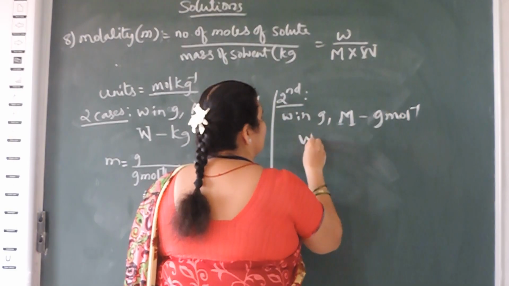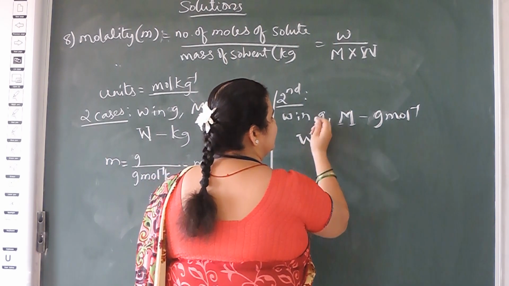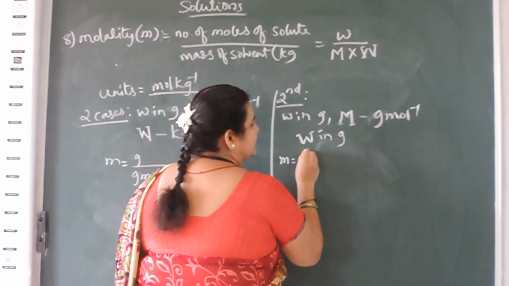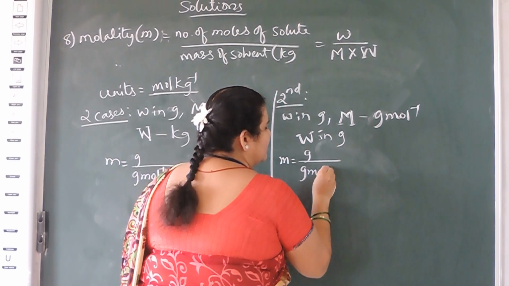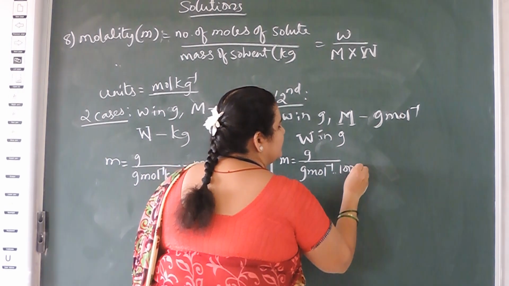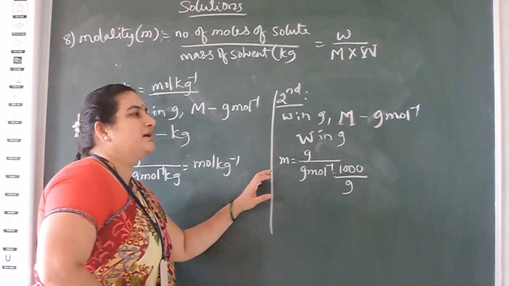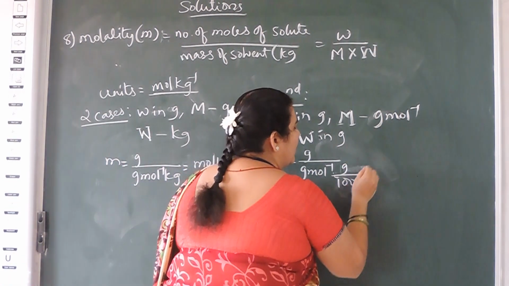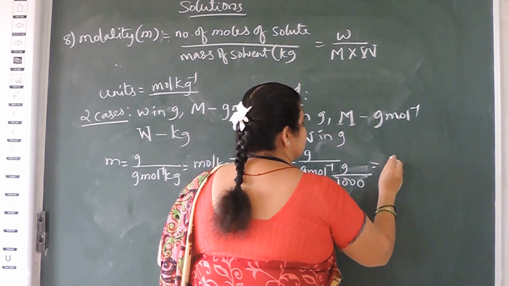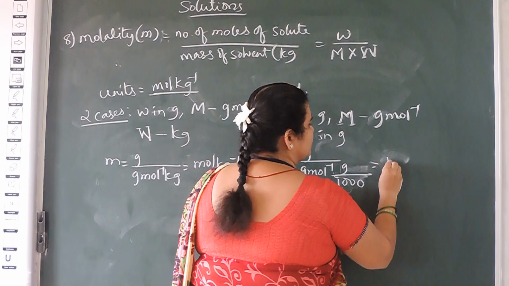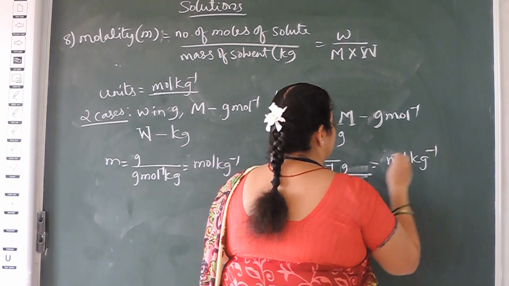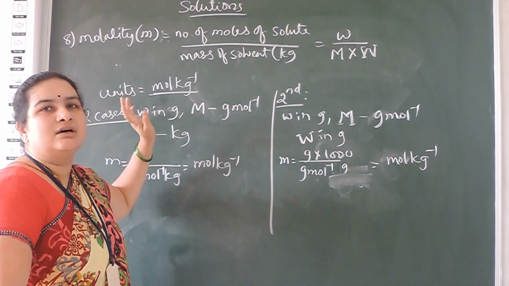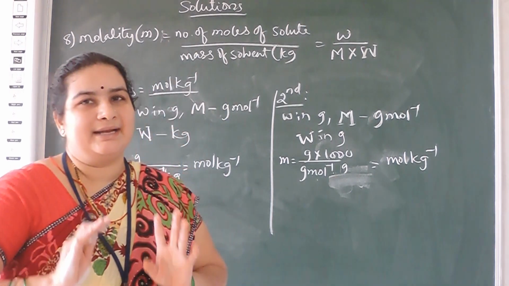If W, the mass of the solvent, is in grams, then M is equal to W, that is grams divided by grams per mole, into 1000 divided by grams. That means here I have to multiply it by grams divided by 1000, or it should be in kgs. So grams cancels, and the unit moles per kg will be taken. Okay. So now I have covered a total of 8 quantities.